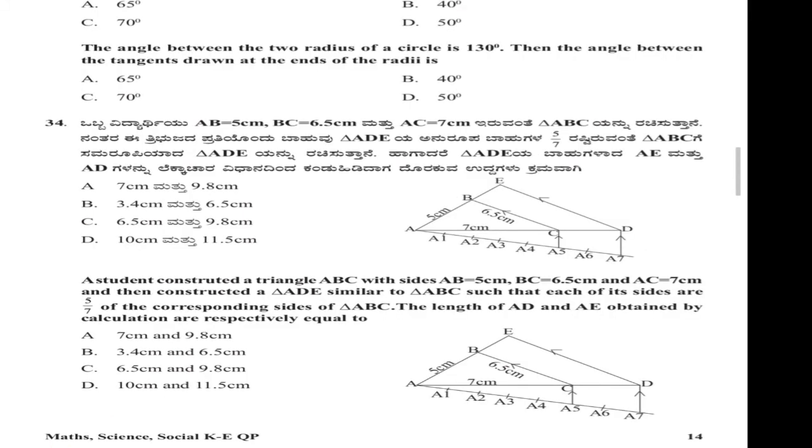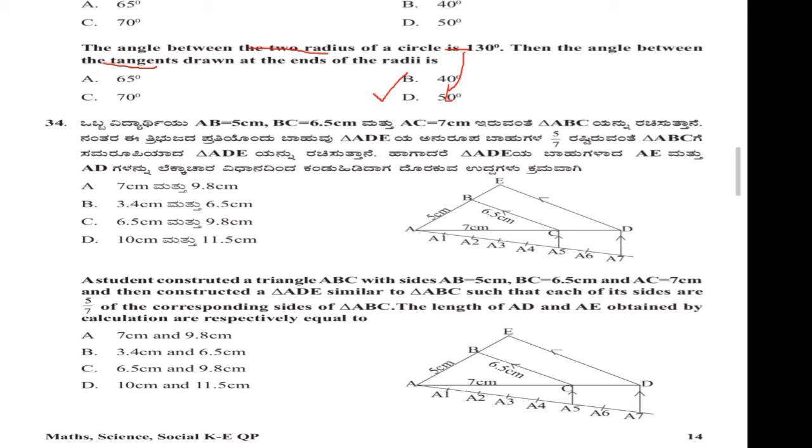33rd one. The angle between the two radii of the circle is 130. Then the angle between the two tangents drawn to the ends of the radii is. Here they said between the radii we are getting 130 as an angle. We need to find out the angle between the tangents. That means the angle between the tangents and the radii totally together need to be 180. So 180 minus 130, how much we will get? We will get 50. So therefore the answer D, 50, is a correct one. No need to think more, because 180 minus 130 is only 50.